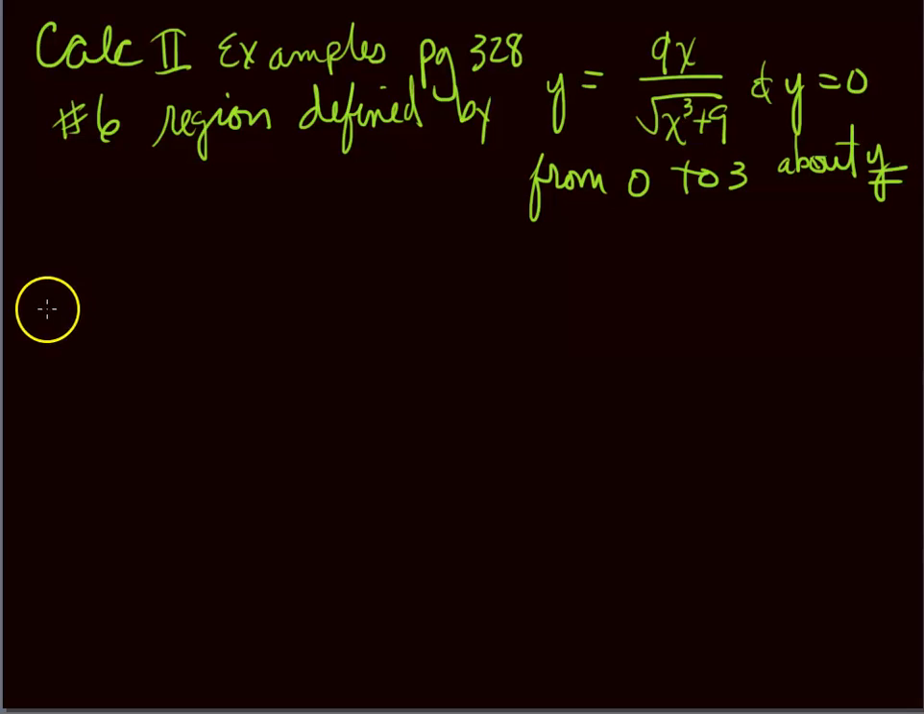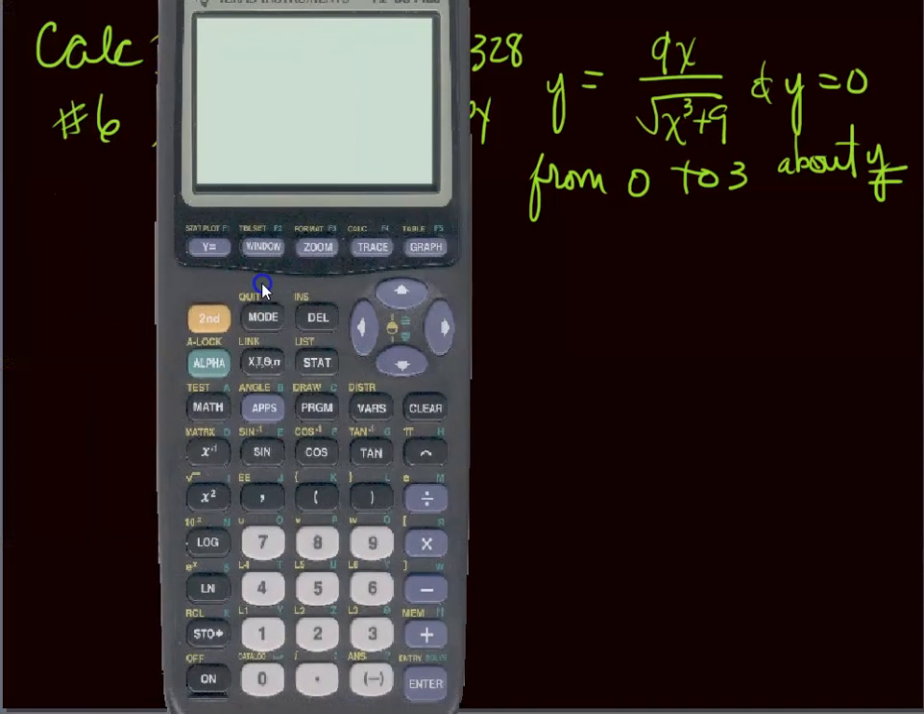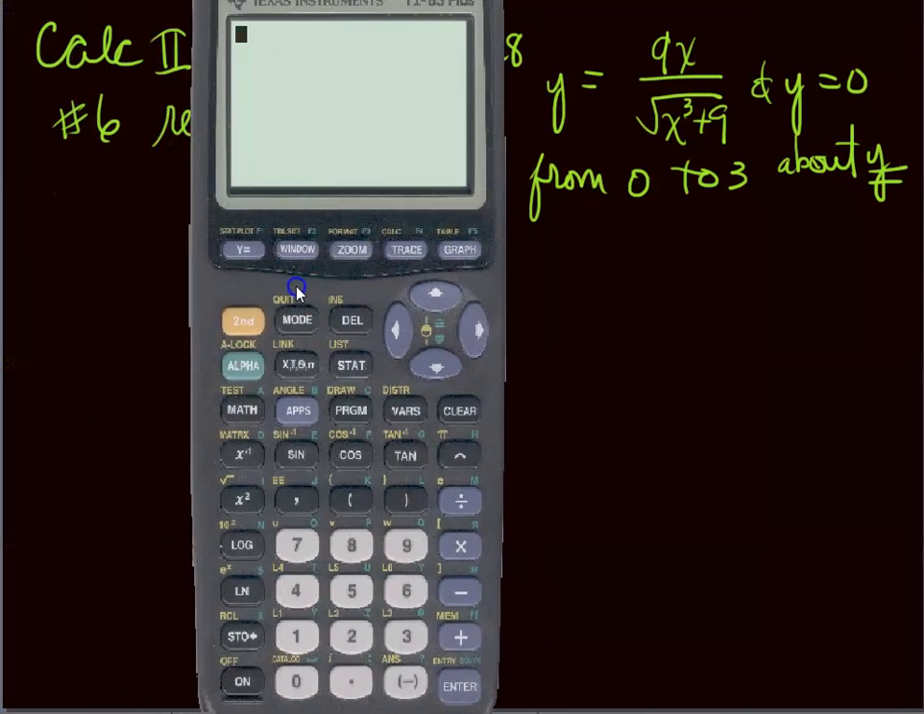Okay, let's do an example step by step. This is Calc II, page 328 in your text, number 6. It's a region defined by y equals 9x over the square root of x cubed plus 9, and the x-axis y equals 0, from 0 to 3 about the y-axis. How does that even look? Let's bring our friend in. Guess I need to see what that is. And let's put it in our calculator.